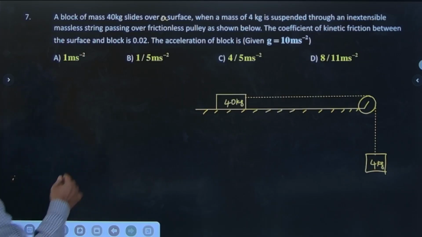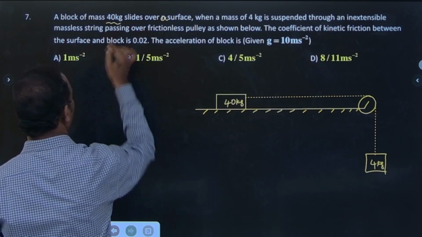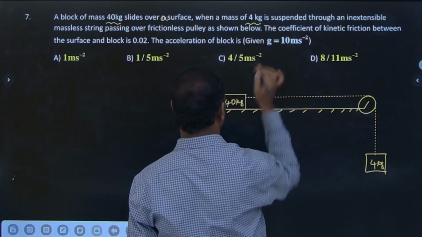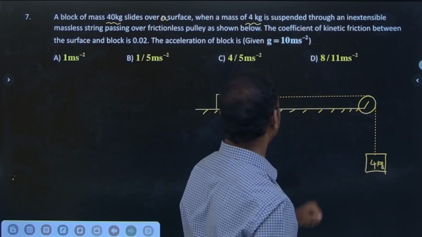A block of mass 40 kg slides over a surface when the mass is 4 kg. Okay, what is this?